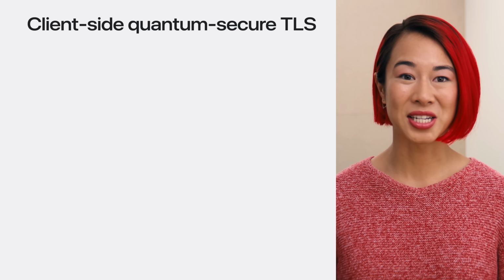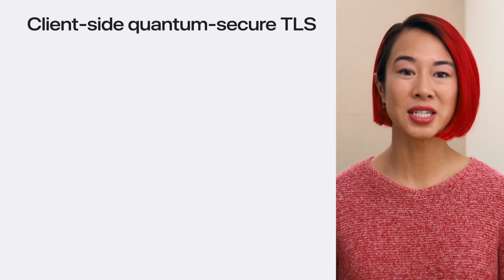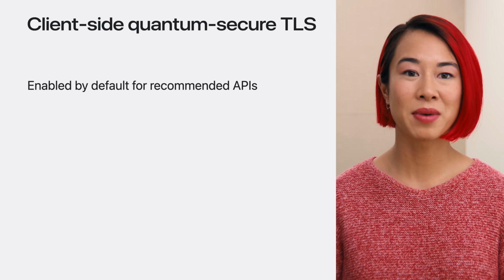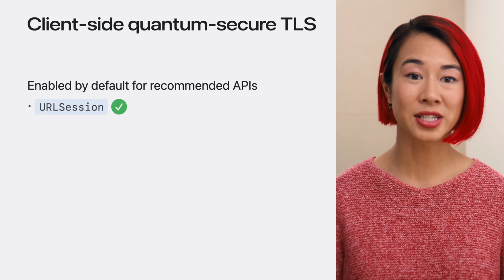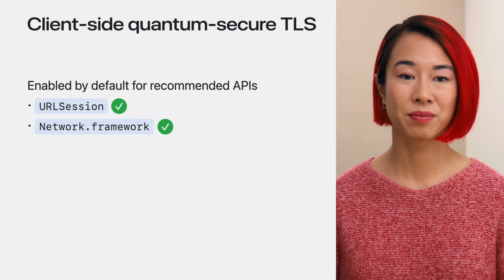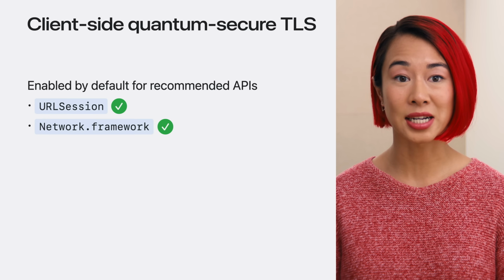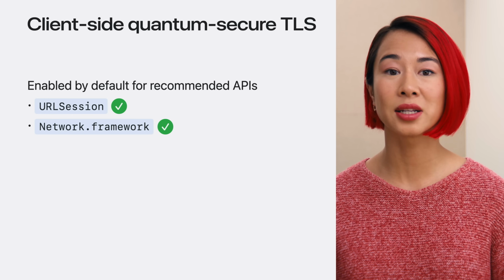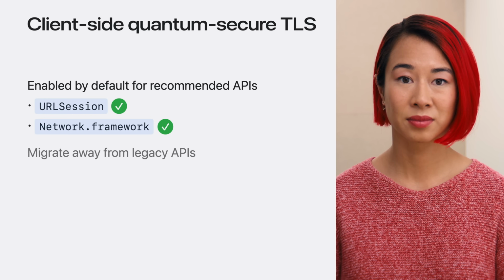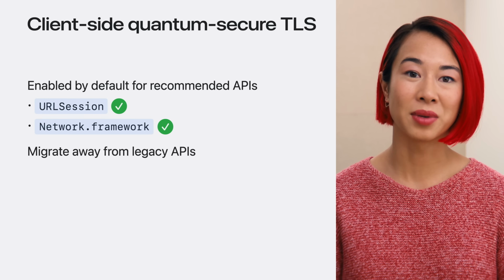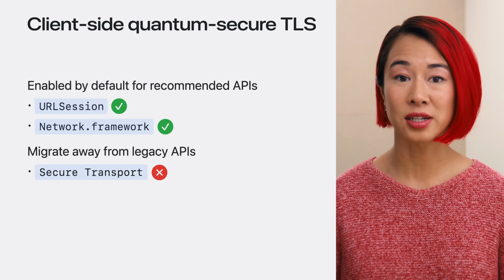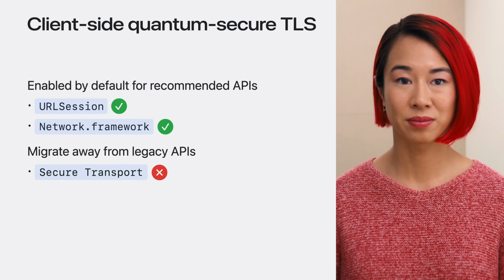Starting in iOS 26, quantum secure encryption in TLS is enabled by default on Apple operating systems for the recommended networking APIs, URL session, and network framework. Note that just like classical TLS, this protects communication between the client and the TLS terminating server. You should migrate away from legacy networking APIs, such as Secure Transport, as these will not support quantum secure TLS.